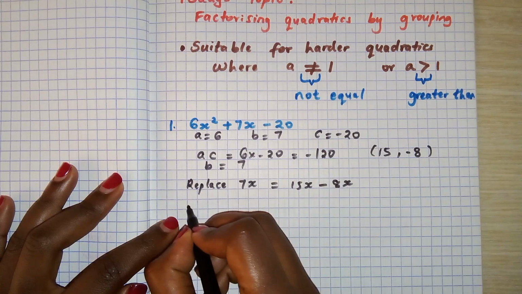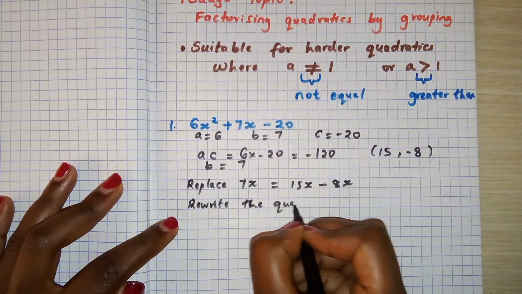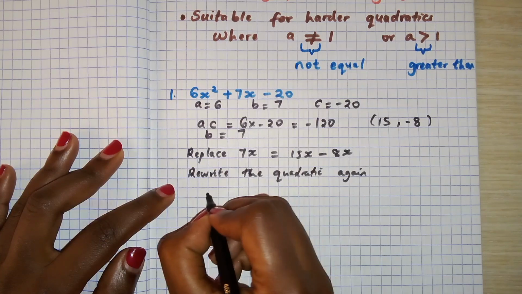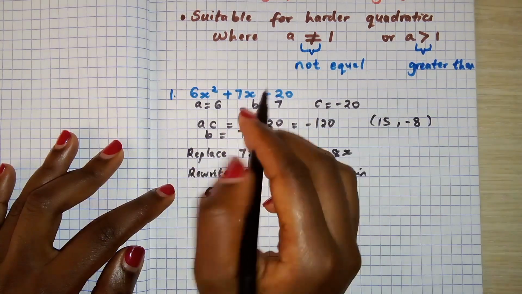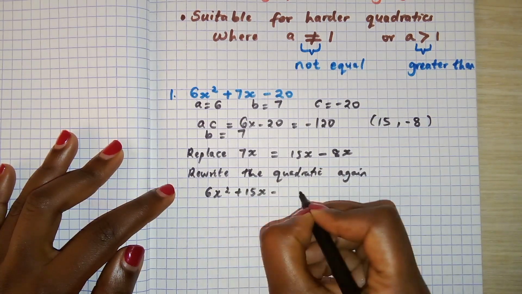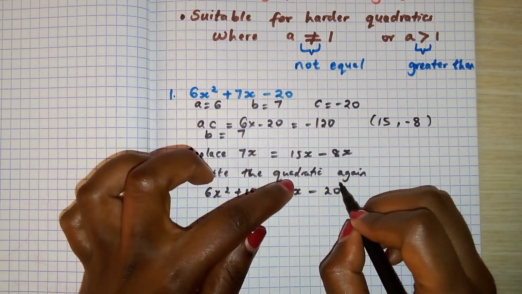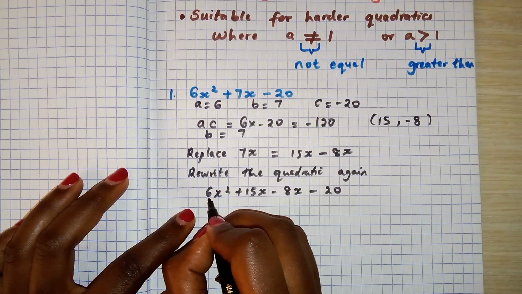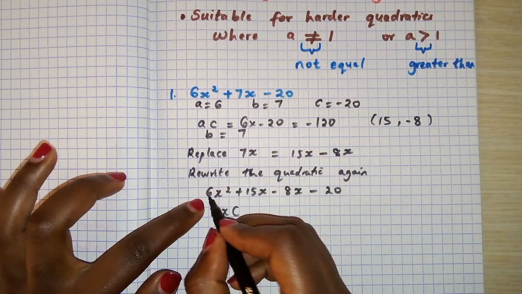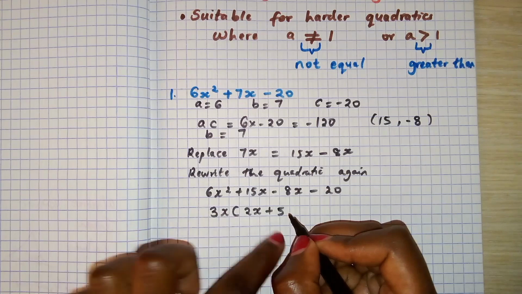So now we can rewrite the quadratic again. We have 6x squared, and we have replaced the 7 with 15 minus 8, so plus 15x minus 8x minus 20. Now from there we factorize these two and these two together. What's common between 6x squared and 15x is 3x, and then we're left with 2x plus 5, because 15 divided by 3 is 5.